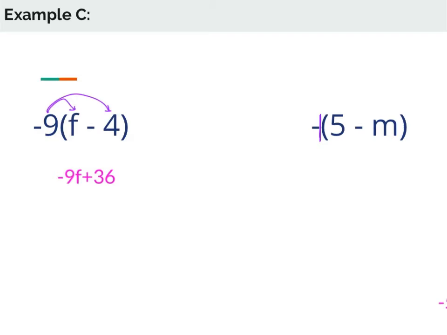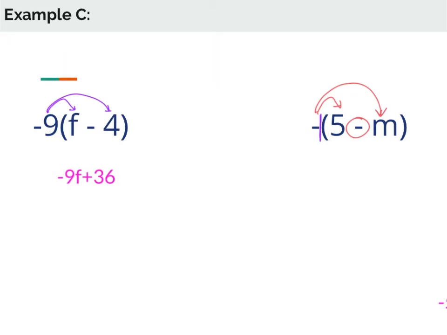So then again, I'm going to multiply the negative 1 times the 5 and the negative 1 times the negative m. Remember that sign. It's very important to keep track of that sign. If you lose track of that sign, you're going to end up with the wrong sign in your answer and get the problem incorrect.